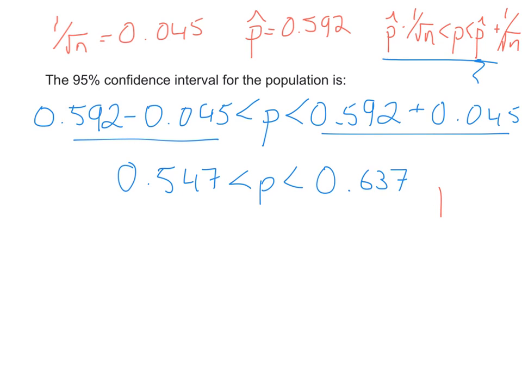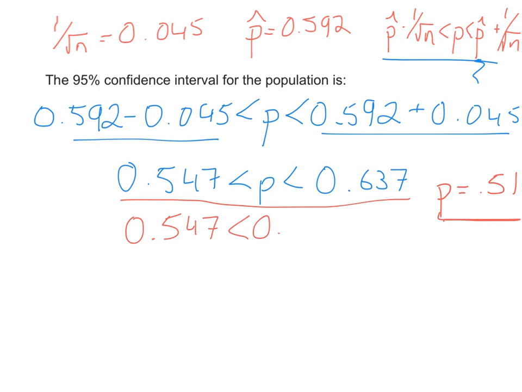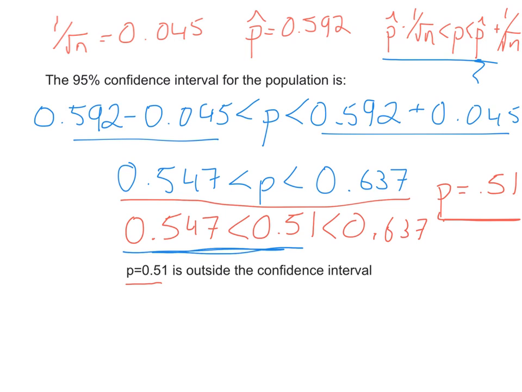Remember earlier we said our population proportion was 0.51. The next step in our hypothesis test is to find out if our confidence interval is true. Now I'm going to fill our population proportion value into our confidence interval to see if it is true. So 0.547 should be less than our p value, which is 0.51, which should be less than 0.637. This is not true because 0.547 is not less than 0.51. Following this, we state that our population proportion is outside the confidence interval.